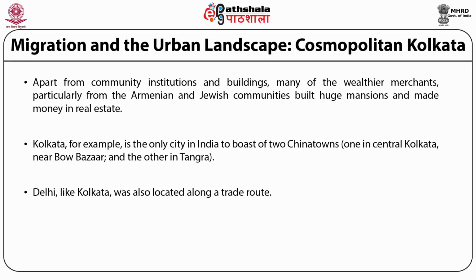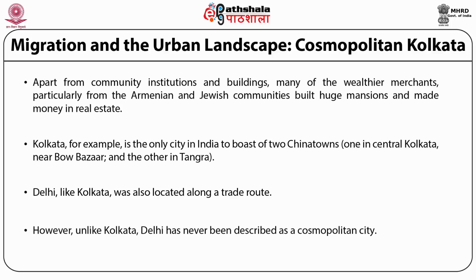Delhi, like Kolkata, was also located along a trade route. This trade route, over the period of hundreds of years before colonialism, brought in several communities from West and Central Asia who understood the strategic location of the city. Some of the communities, such as the Mughals, left an indelible impact on the city's landscape and history. However, unlike Kolkata, Delhi has never been described as a cosmopolitan city. Instead, given the presence of a large expatriate community in the present times as well as diverse group of regional migrants, Delhi's cosmopolitanism is more contemporary.